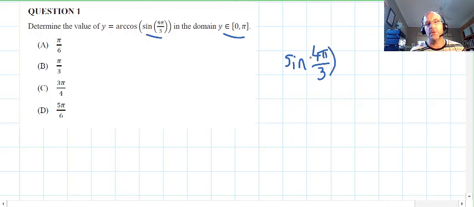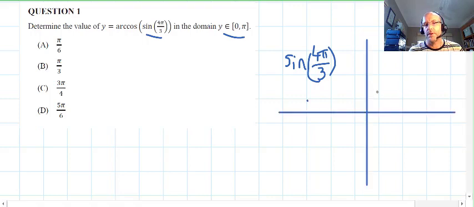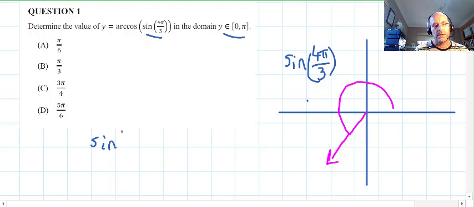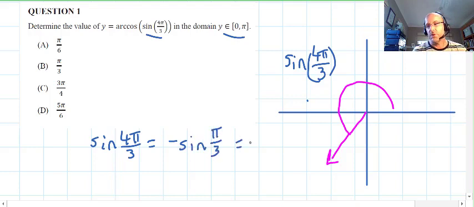And we can easily determine that exact value if we know from our math methods some basic trig. 4 pi on 3, to do a rough sketch, is over there in the third quadrant, and we know that the sine values are negative in the third quadrant. Sine 4 pi on 3 could be considered to be equivalent to the negative of sine pi on 3, which is negative root 3 on 2 as an exact value.